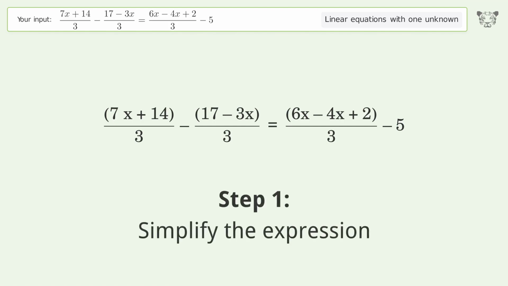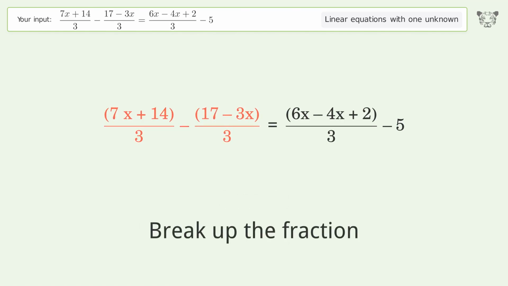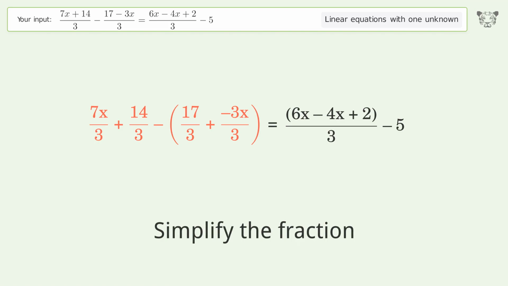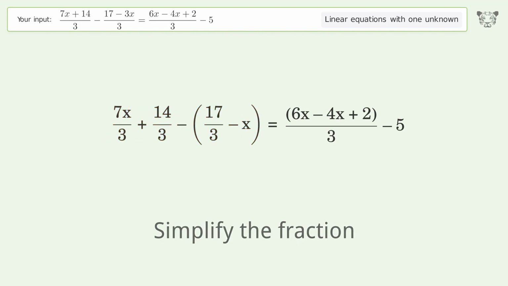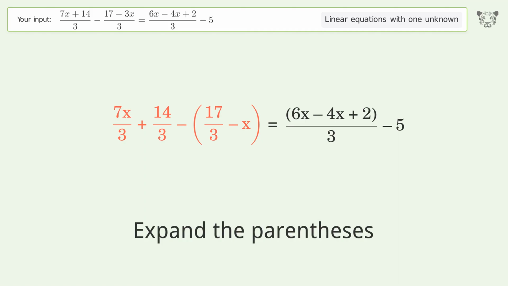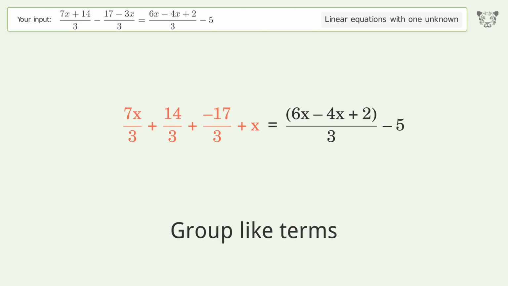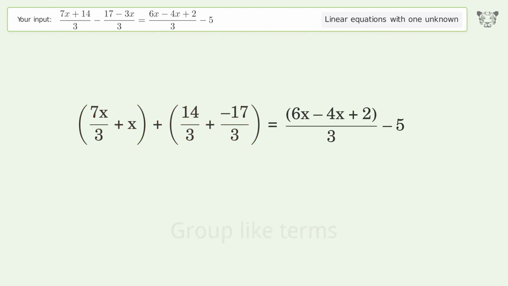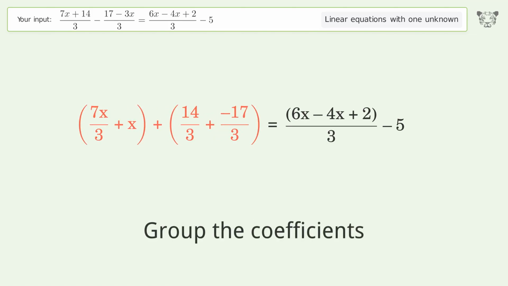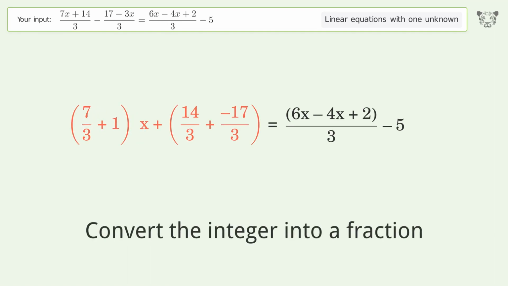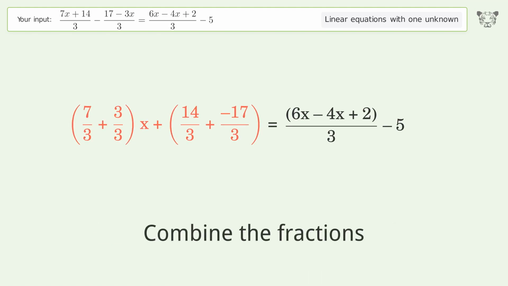Simplify the expression. Break up the fraction. Simplify the fraction. Expand the parentheses. Group like terms. Group the coefficients. Convert the integer into a fraction. Combine the fractions.